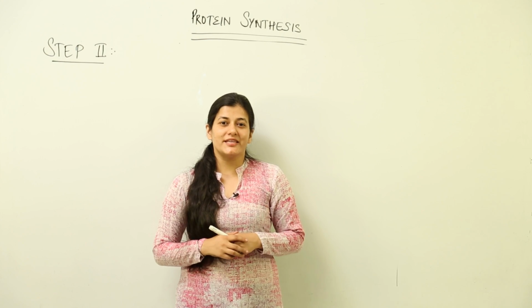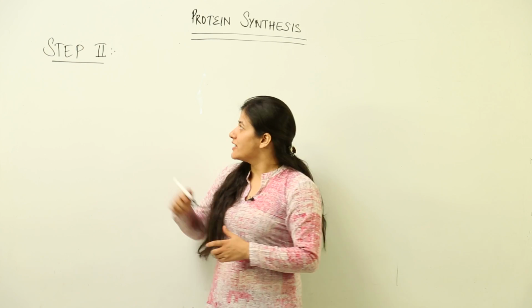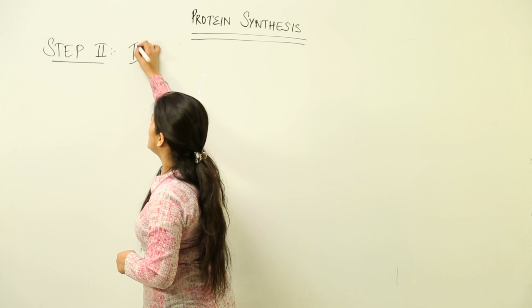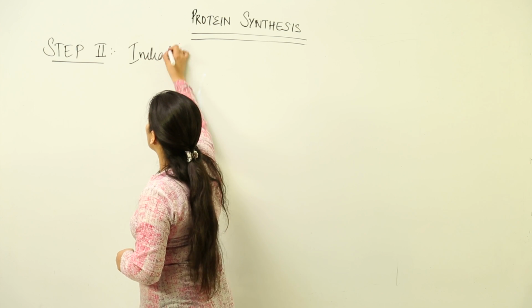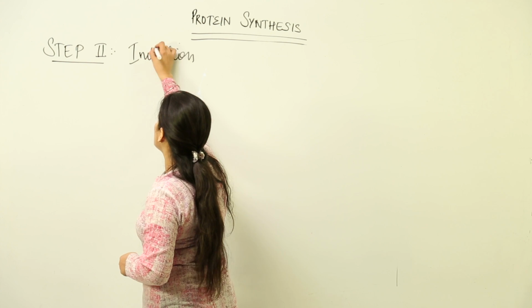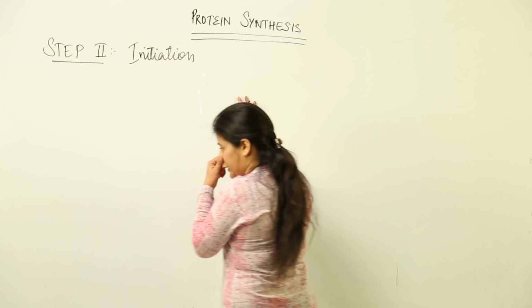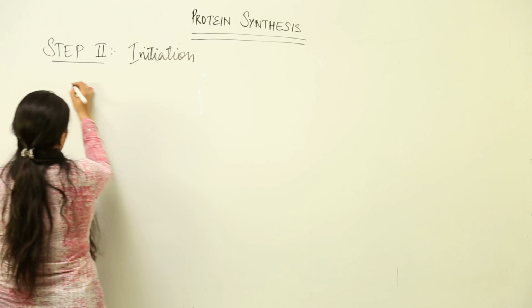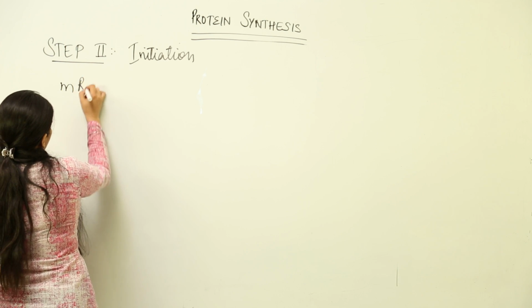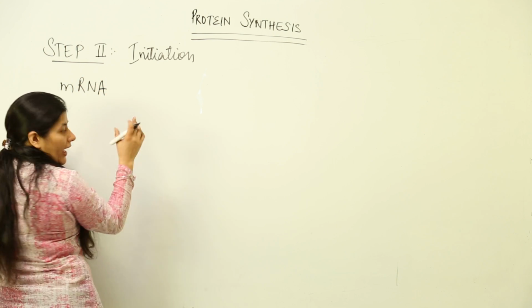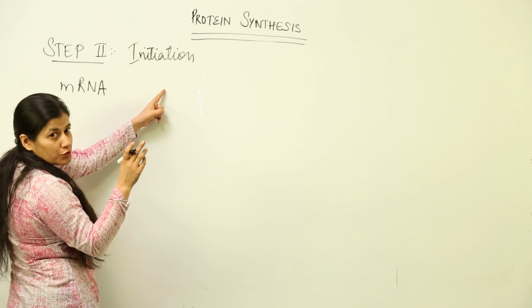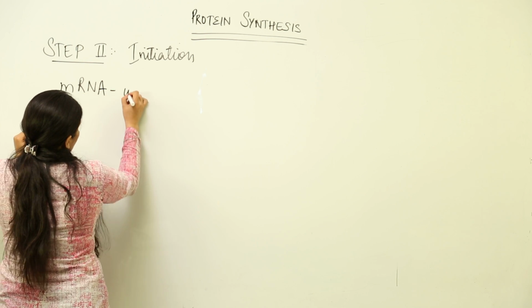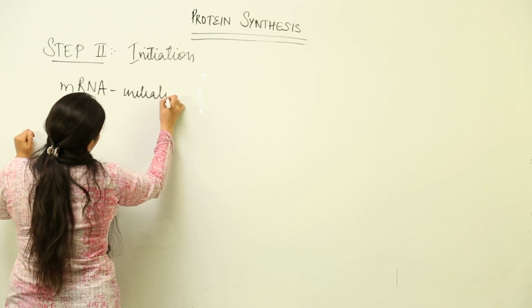Now what is the second step in protein synthesis? That is initiation. Now initiation of what? Initiation of elongation. Now what happens in initiation is, what all do we have in initiation? First of all, we are going to have mRNA, and at that side this initiation would begin, where we have initiation sequence.